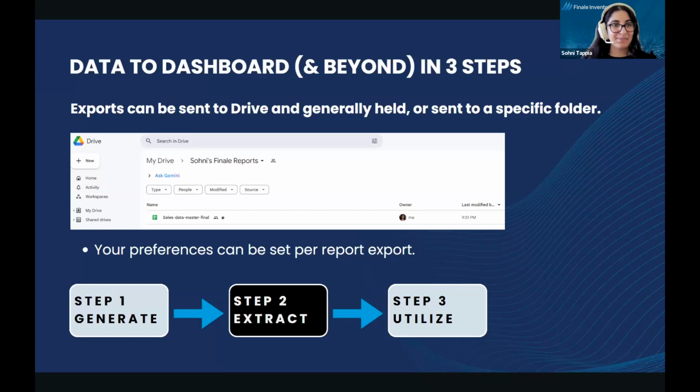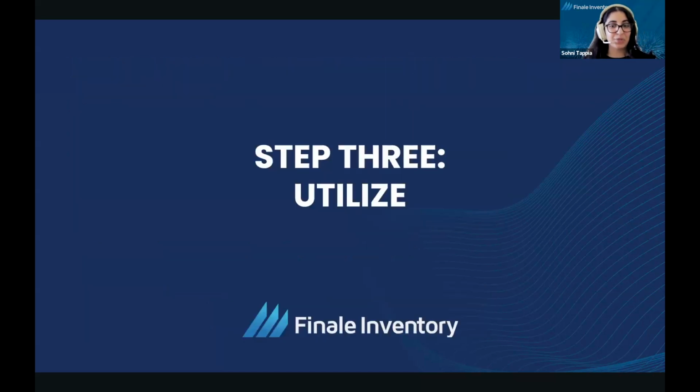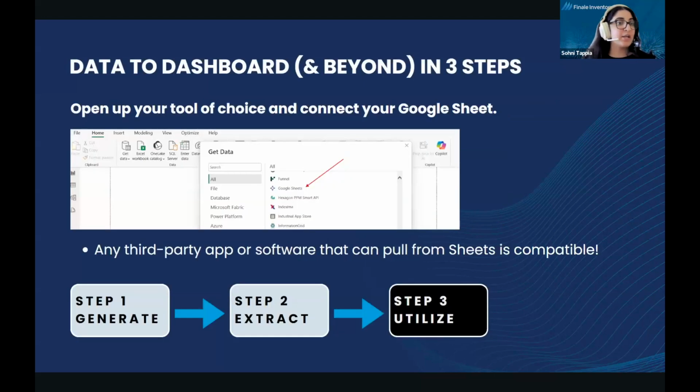Okay, step three is going to be to go ahead and utilize your data. Again, what that looks like is just opening up your tool of choice, whatever it may be, and looking for the option that prompts you to enter or choose a data source. From there, you're selecting Google Sheets, you're picking the file that corresponds to your report, and there you go.